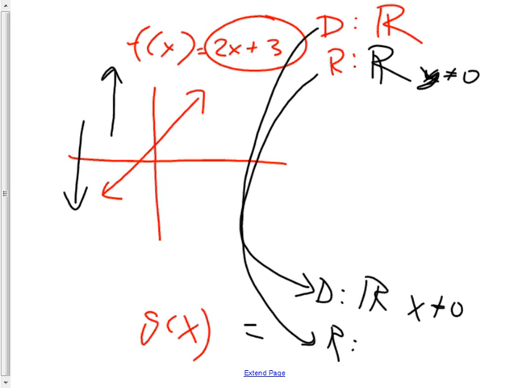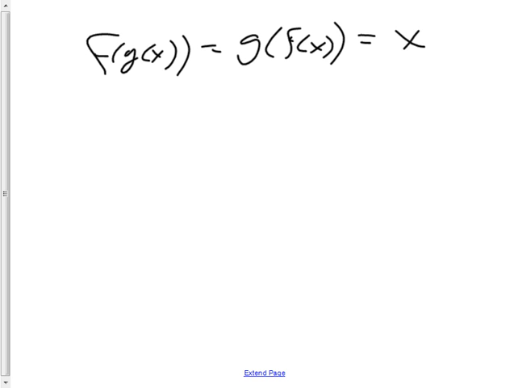Moving on to number 10. Everybody look at number 10, please. Number 10 says, algebraically prove that f and g are inverses. Okay, if they're inverses, that means that f of g of x will equal g of f of x will equal x. Do you remember that thing? F of g of x. Write this down. 3-column proof, just like that. Number 10.